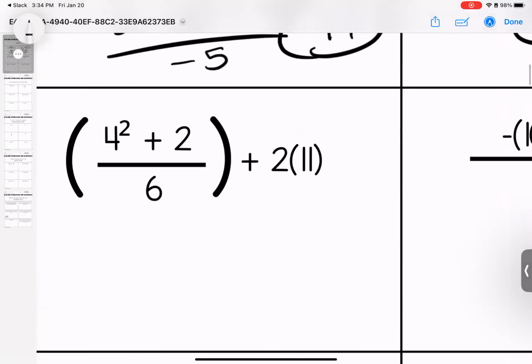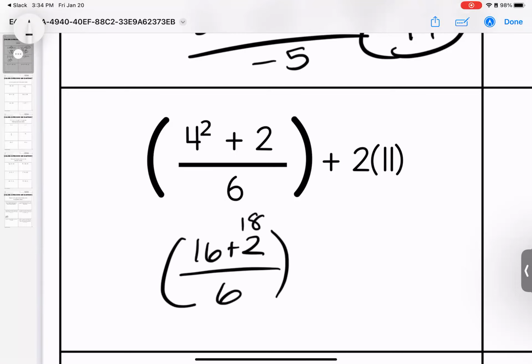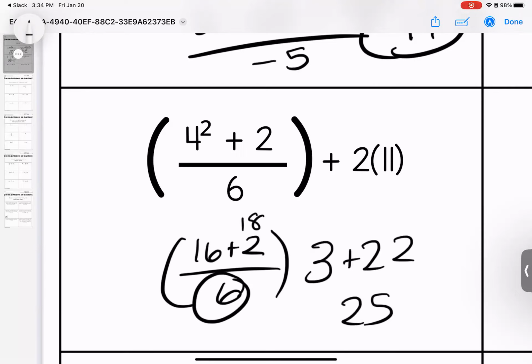Okay, popping over here. 4 squared is 16 plus 2 divided by 6. 16 plus 2 is going to be 18. 18 divided by 6 gives us 3 plus 22. 3 plus 22 gives us 25.